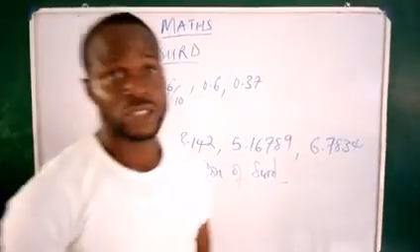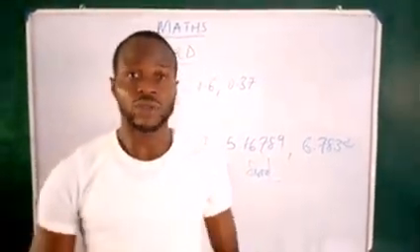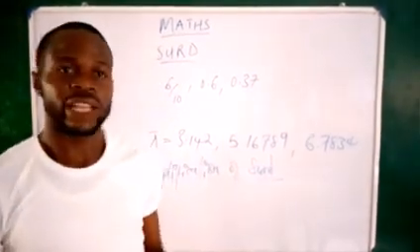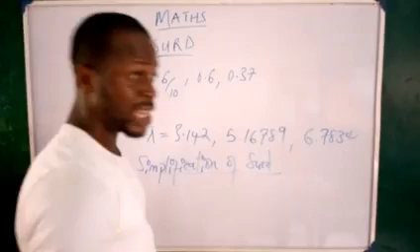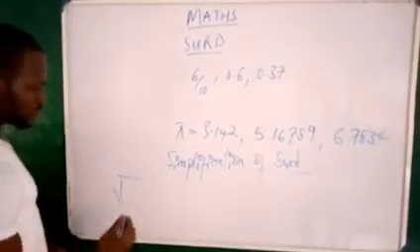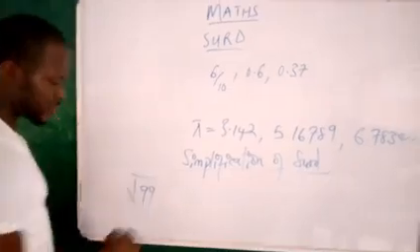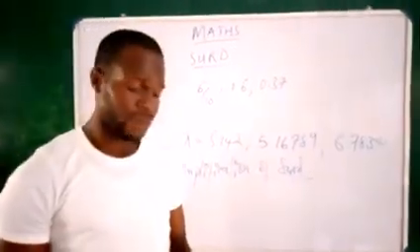When I say simplification, what do I mean? Breaking down bigger surds to smaller surds, or breaking down big surd numbers to small surd numbers. An example of a number with a big surd is 99. Now how do we solve 99, or how do we simplify it?